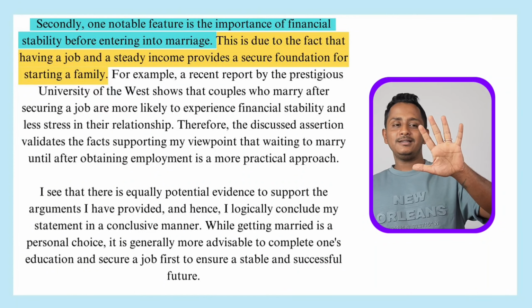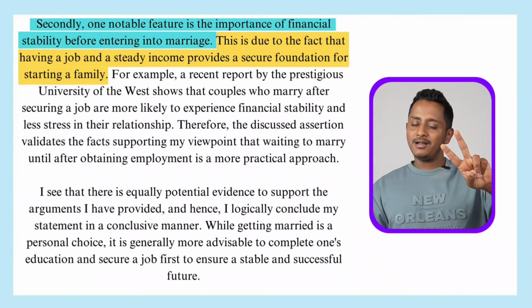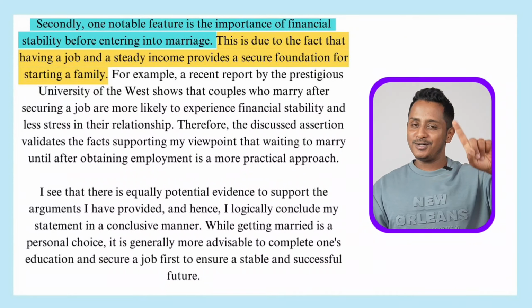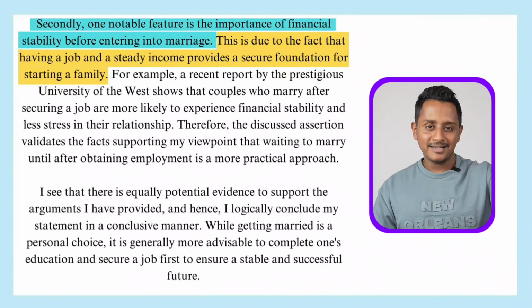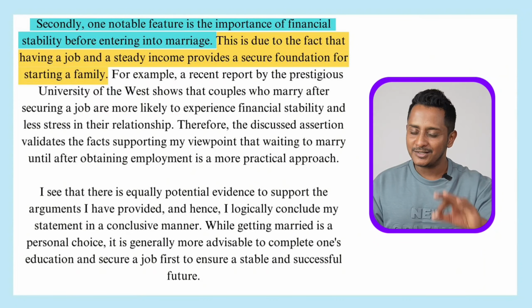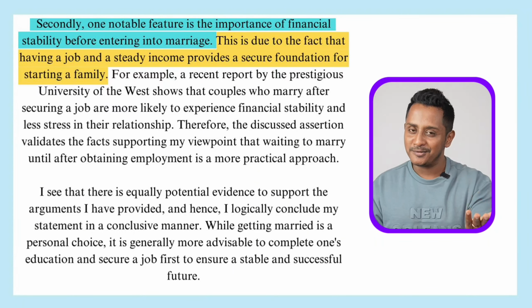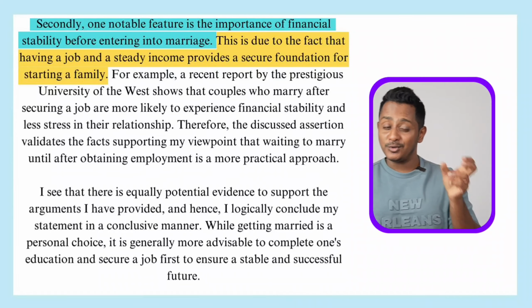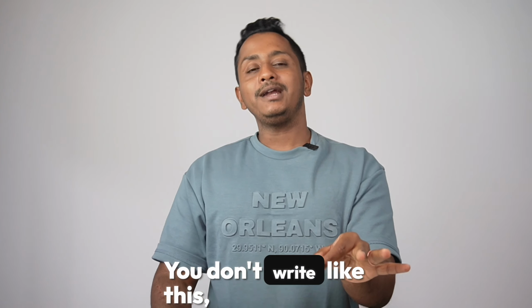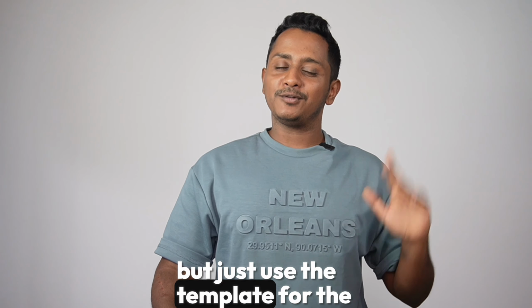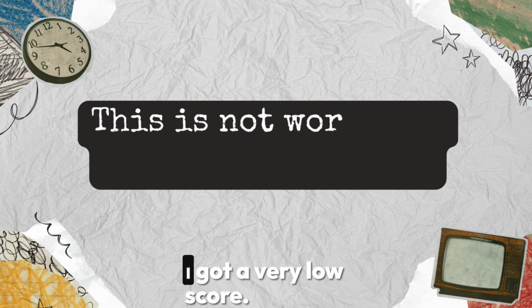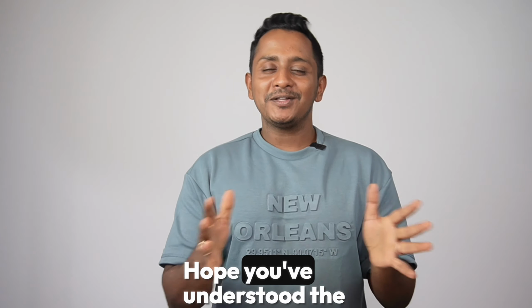So the 5 sentences, 3 in the first para, 2 in the second para, with a mixture of simple, compound, complex. We've written 3 simple sentences, 1 compound and 1 complex. Totally 5 sentences done and dusted, no spelling mistakes, no grammatical errors. Content is perfect, something related to the question. You write something like this, you're gonna get a better score using this template. You don't write like this, but just use the template for the sake of it. Please don't come back here and comment saying, this is not working, I got a very low score. Hope you have understood the reality.